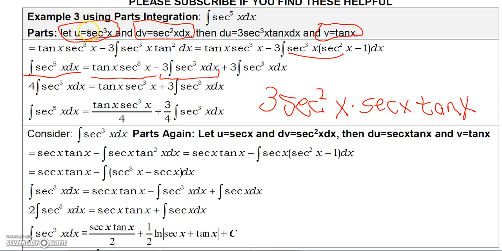Okay, so this problem here, I was going to do it in this video, but I'm going to do it in the next video. This is secant to the 5th x dx, so look for it in the next video.